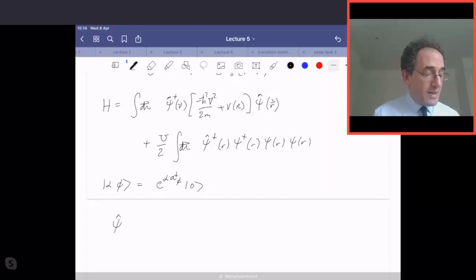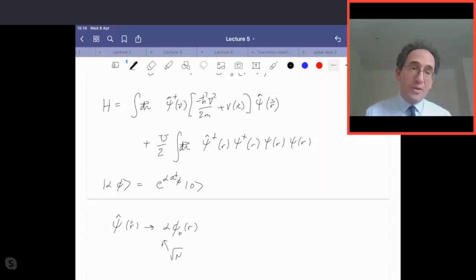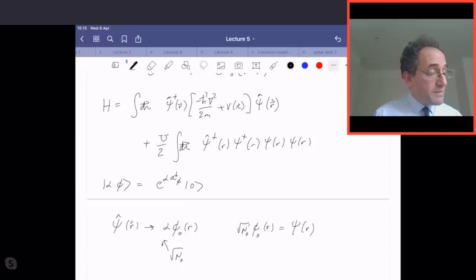And in particular, the psi hat operator at position r got turned into alpha phi naught of r. And we can say alpha is really just the square root of the number of particles in the state, the expectation of the number of particles in the coherent state. Let's assume the phase of alpha is real, so we can write square root of n naught phi naught of r. We'll call this phi of r, not to be confused with phi hat of r. Phi hat of r is an operator, and phi of r is a scalar.